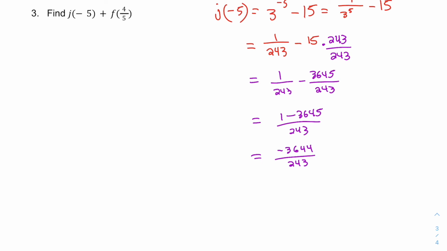Now, the only way this is going to be able to cancel is if we have a common factor of 3, because 243 is 3 to the 5th. So if I add the digits in my numerator here, 3 plus 6 plus 4 plus 4, I get 8 and 9, 17, not divisible by 3. So my numerator is not divisible by 3, and I cannot simplify down. So for j of negative 5, I get negative 3,644 over 243.